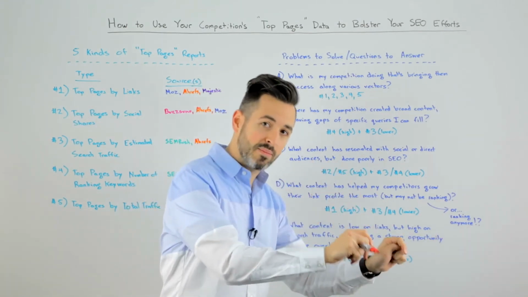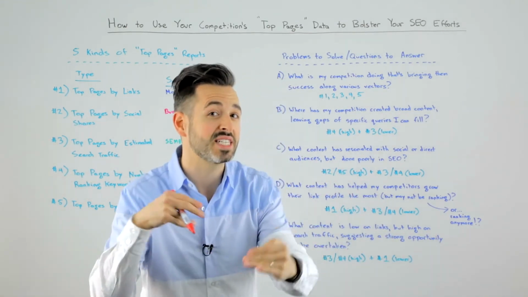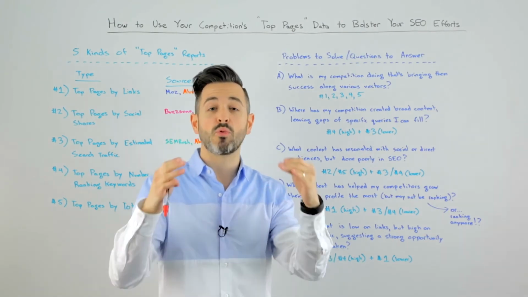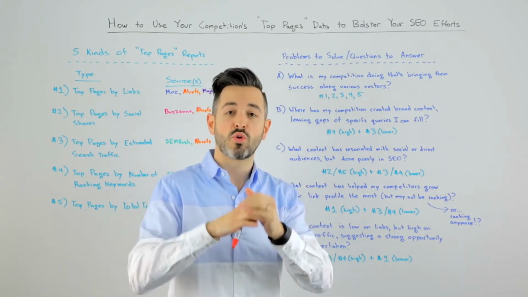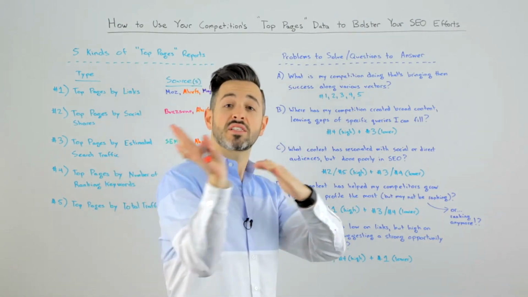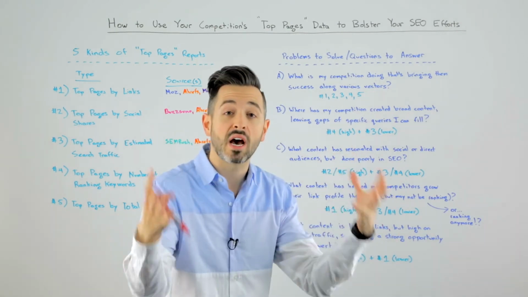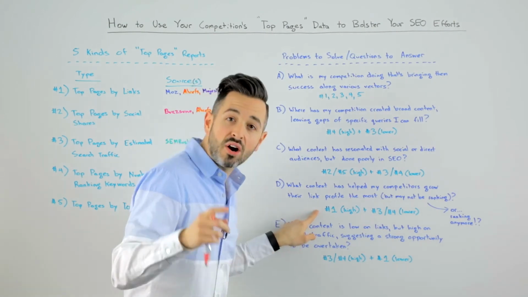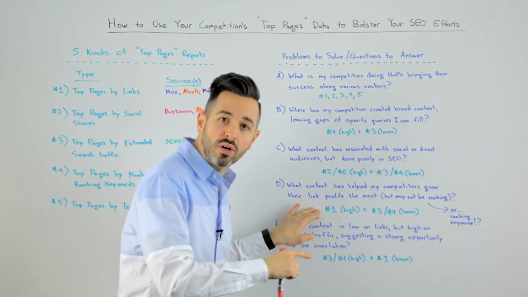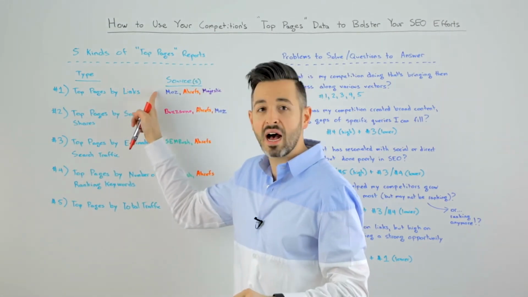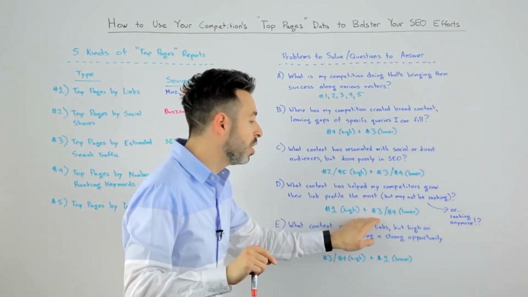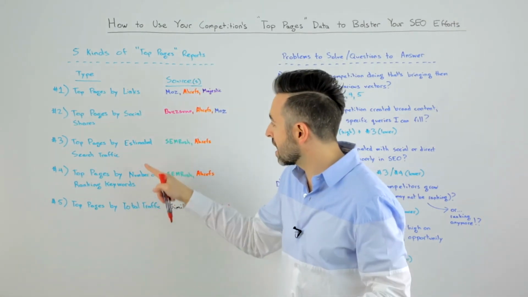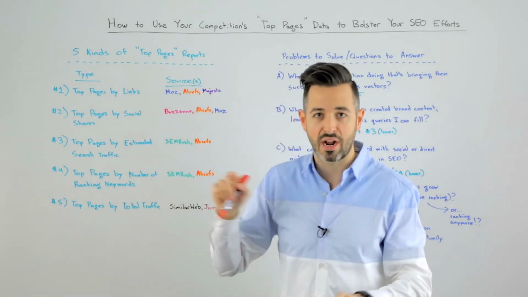D, what content has helped my competitors grow their link profile, but may not be ranking, or maybe it used to be ranking, but it's not ranking anymore because they haven't kept the content up to date? Maybe people were looking for stuff around 2017, and they created this content way back in 2015, and even though they got a bunch of links to it, it's just not ranking that well anymore. These are huge opportunities, and so you can look for number 1 being very high, right? High number of links, but lower number of ranking keywords and estimated search traffic.